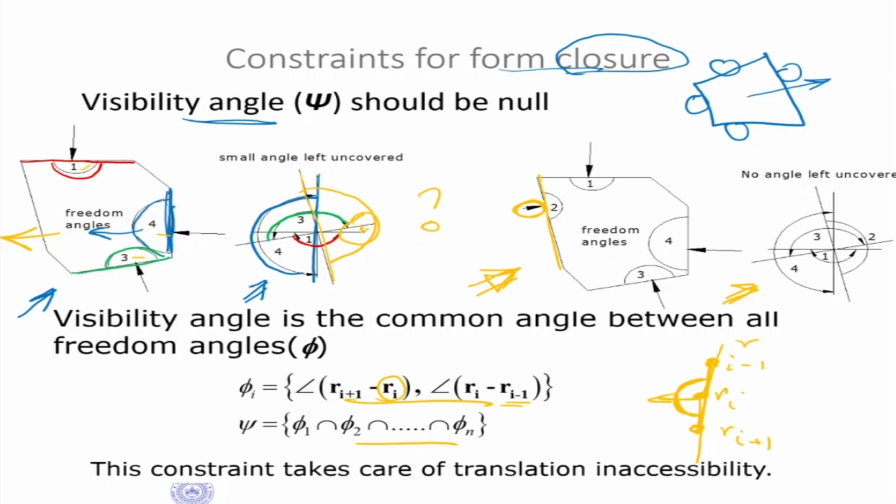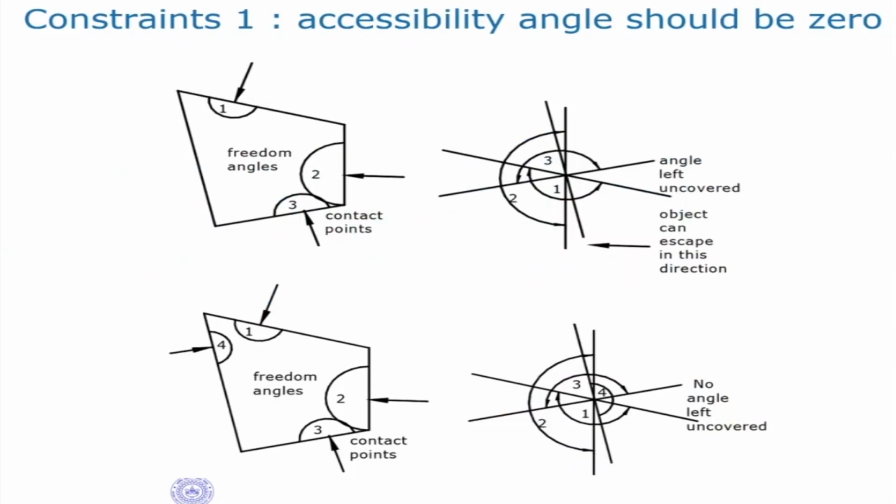So we have now the constraint of accessibility angle: the accessibility angle should be 0, which basically means that no angle is left uncovered for the robot to move, and then we know that the object is captured. Then the next question is, where would you place your fingers? And we have seen that we have to use some kind of optimization.